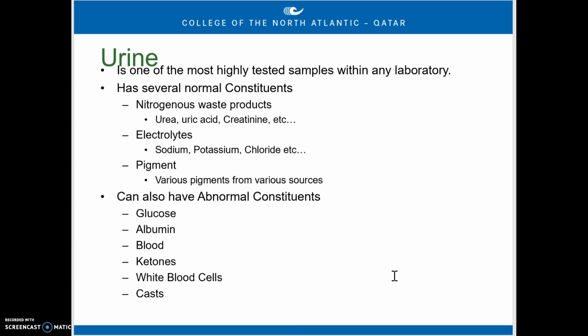But if we find any other things in the urine, then we know something may be happening a bit different, or maybe something has gone wrong. So abnormal constituents of the urine would be like glucose. We shouldn't have glucose in our urine. Albumin, which is a protein, also shouldn't be in our urine. Blood, of course, should never be in your urine. Ketones, white blood cells, casts, don't worry about that. But all of these things, if they show up in the urine, then that's an indication that the patient is unhealthy, or there's something going on at that time with that patient that may need further investigation.